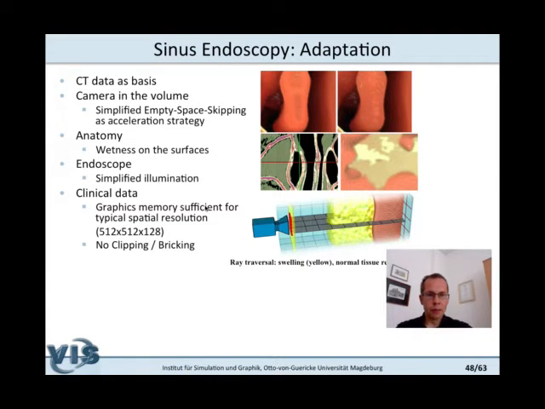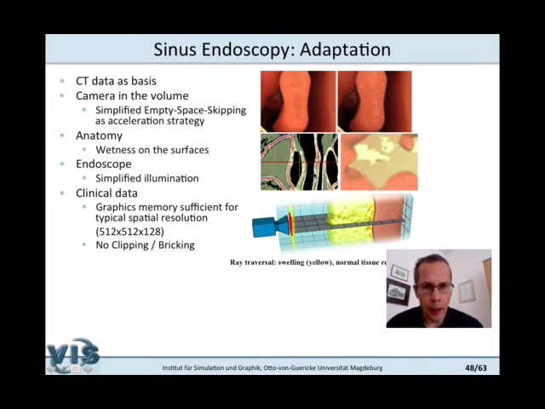So we see some screenshots here from the system. To be efficient, we used empty space skipping as an acceleration strategy to make the volume rendering really fast. We incorporated some effects, based on texture mapping actually, to resemble the wetness that we would expect in a real nasal cavity. So this effect is seen to a different extent here on the left and on the right.